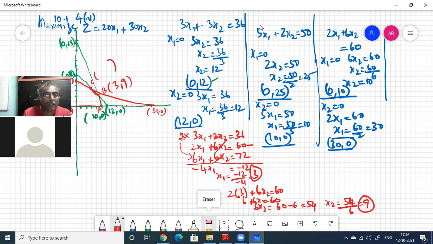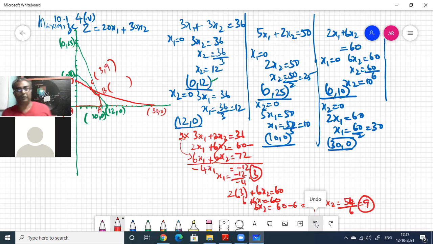Okay, no, not that point actually. This line 3x1 plus 3x2 intersects with this point. Okay, this point. No, correct only. Okay, last line. This is C. This is 3, 9. So I have to go back. This is 3, 9. We got.